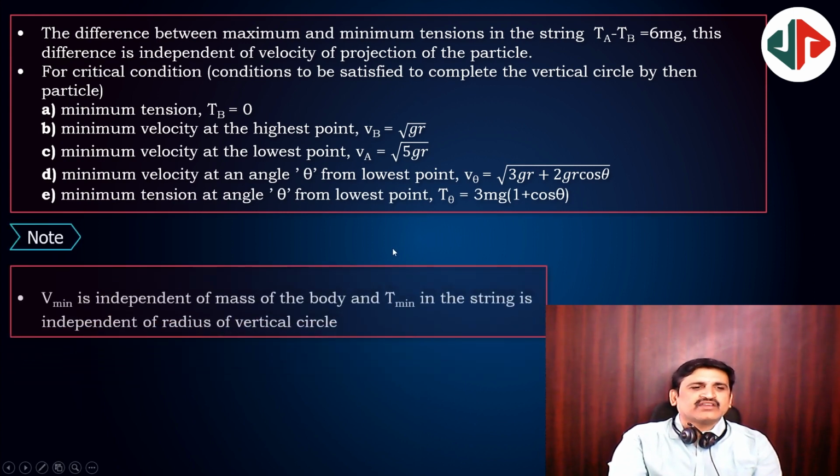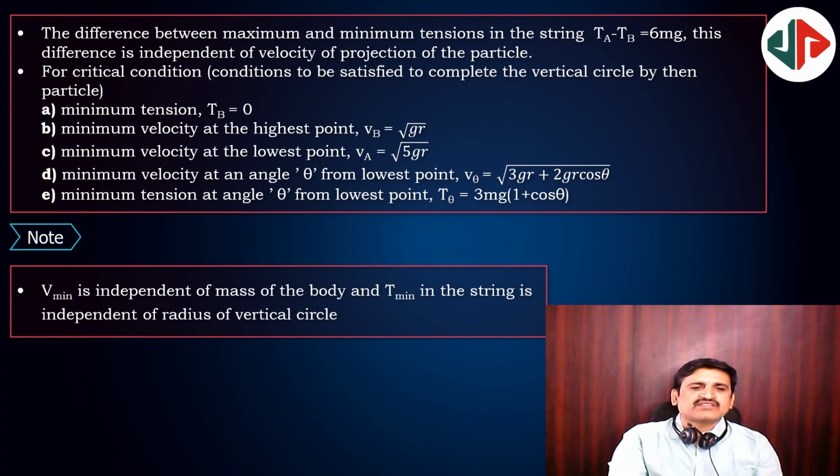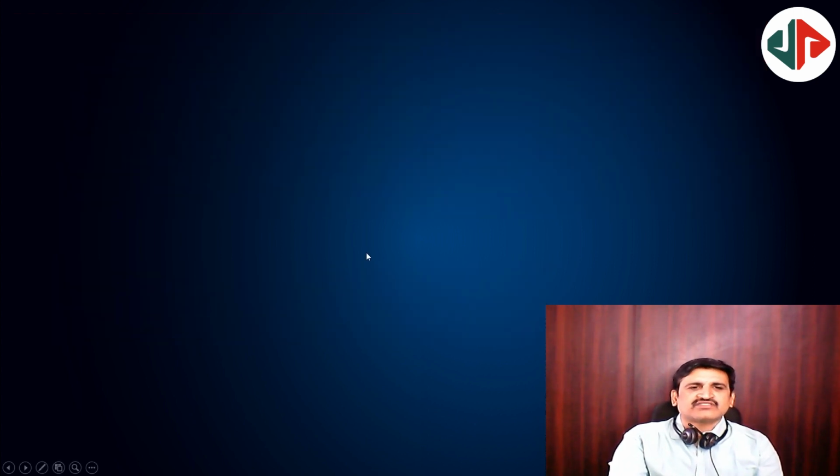Then next, V minimum is independent of the mass of the body, and T minimum in the string is independent of the radius of the vertical circle.